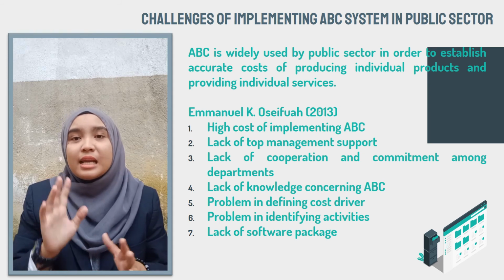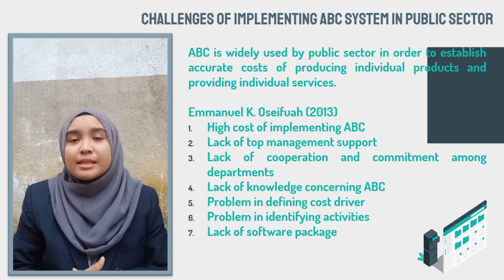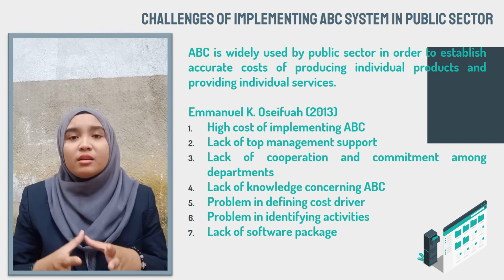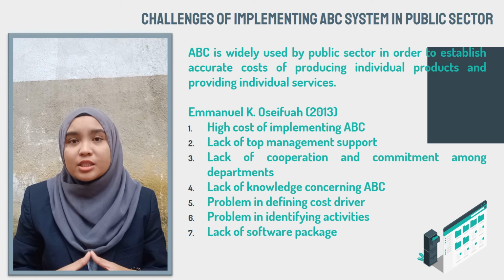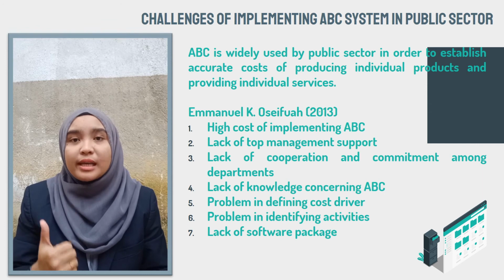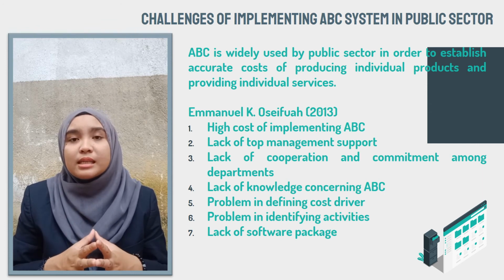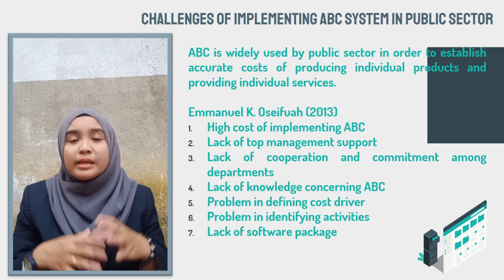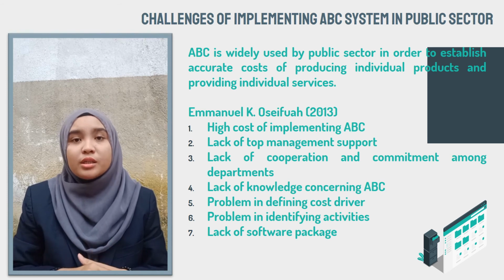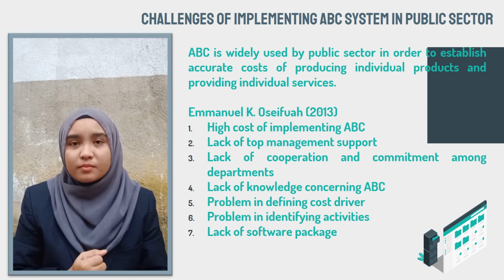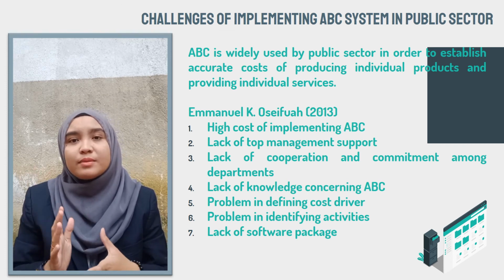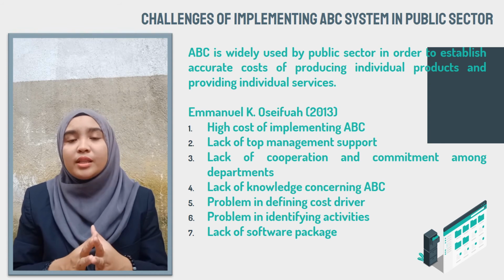The second one is lack of top management support. Some public sector experience difficulty in respect of lack of support from senior management and consider the employee resources allocated to the activity-based costing project to be inadequate and unsatisfactory. In order to succeed in implementing the activity-based costing system, this issue should not appear because, as we know, almost all successful innovation requires the support of top management. Top management should commit resources and develop goals and strategies to enable the implementation of activity-based costing.